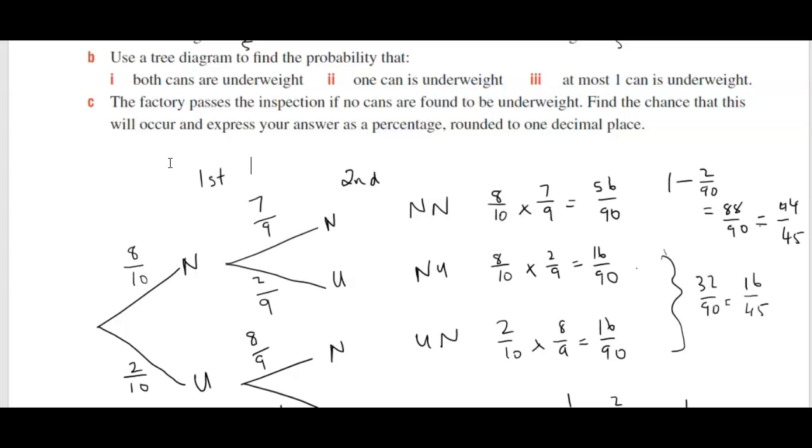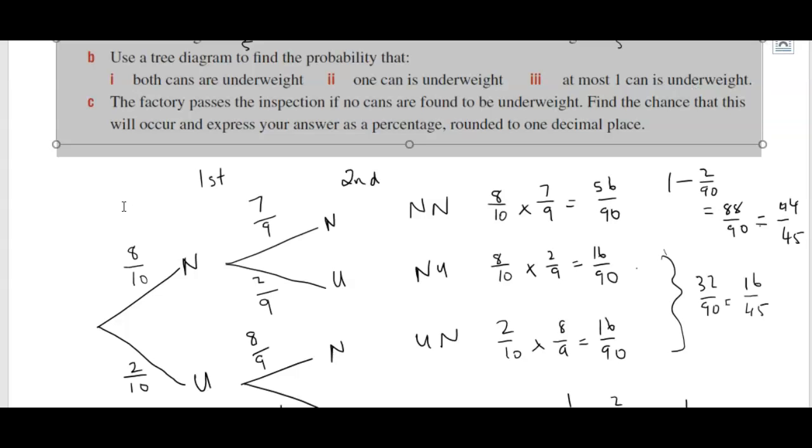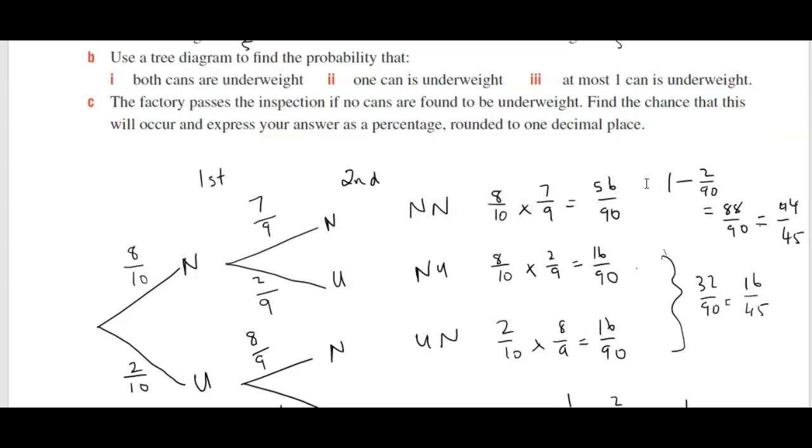All right, so question C, the factory passes the inspection if no cans are found to be underweight. Find the chance that this will occur and express your answer as a percentage rounded to 1 decimal place. Okay, so we want NN, which is 56/90, or 28 over 45. And you can just do that on your calculator as a percentage.